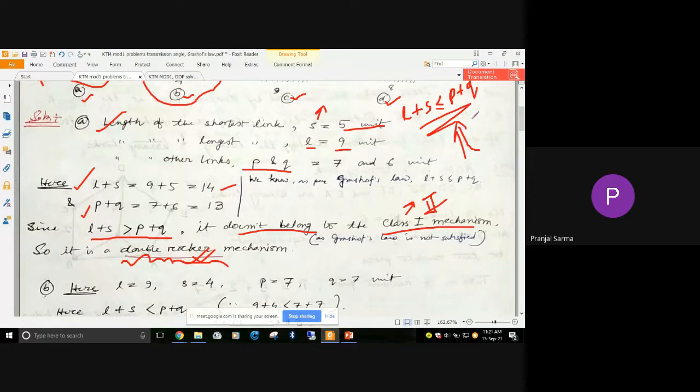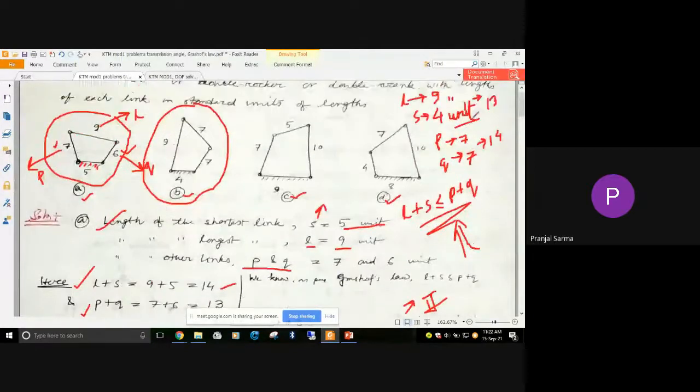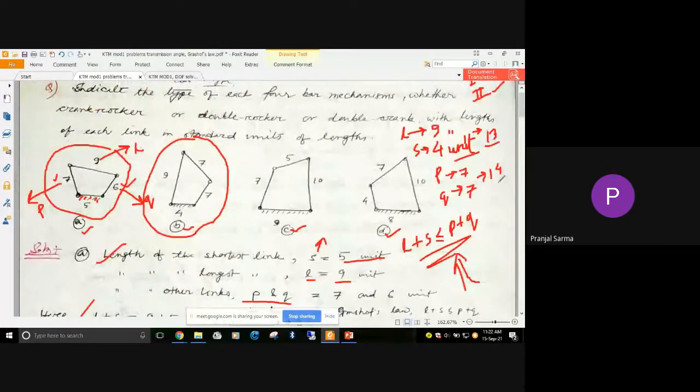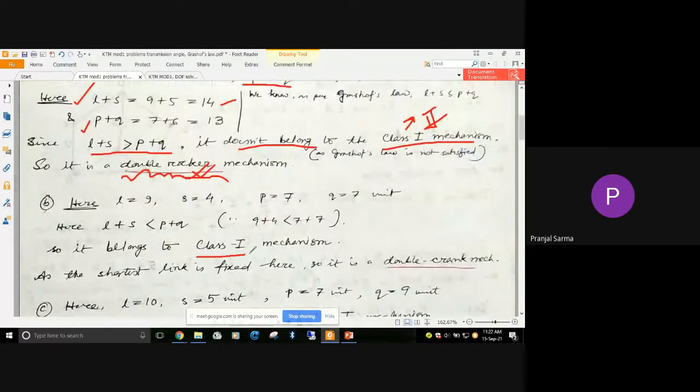It is satisfying, right? Yes or no? L plus S right now is 13, which is less than 14. So L plus S is less than P plus Q, so it belongs to class 1 mechanism. It is following the Grashof equation. Okay, so it belongs to class 1 mechanism.